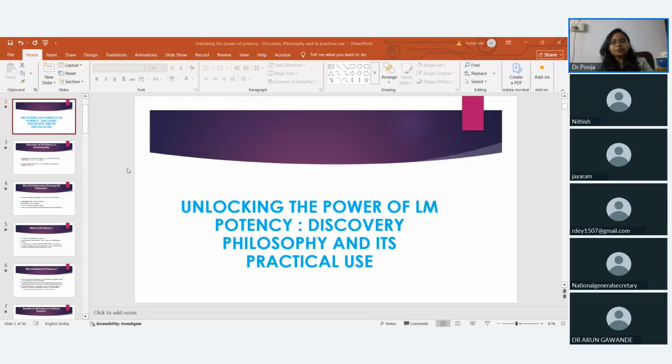See, because of lack of knowledge, we can't give that much preference to LM potency. Even today, people are not using LM potency because of lack of awareness also. But really, Hahnemann sir gave us a golden key, that you can treat easily any case with LM potency. You can even give LM potency in a cancer patient also.